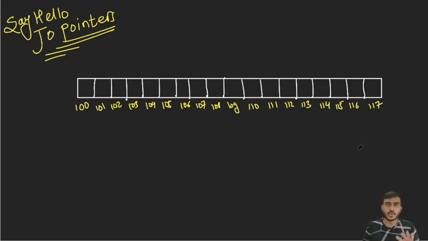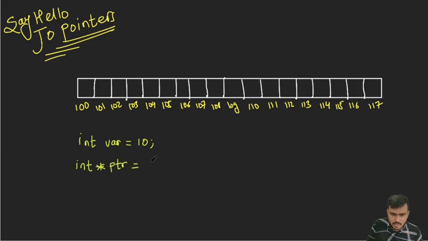Now for our example, we will declare one integer variable, then create a pointer to that integer variable, and then apply all the arithmetic operations on that pointer. As the first step, we will declare one variable of type integer, with some initial data. I am writing int var is equal to 10. Then let's create a pointer of integer type. So I write int star ptr is equal to address of var.